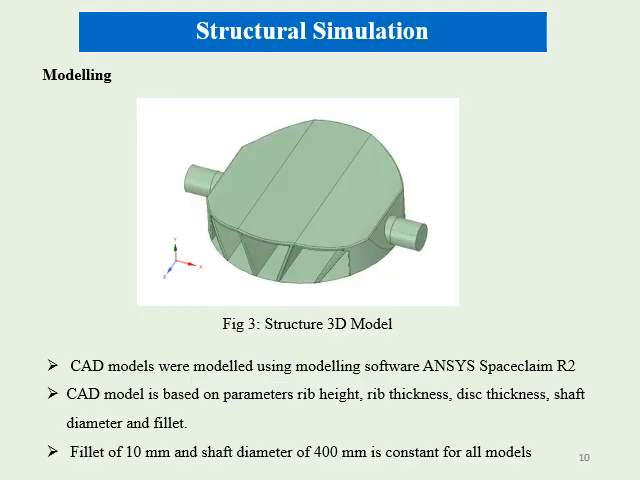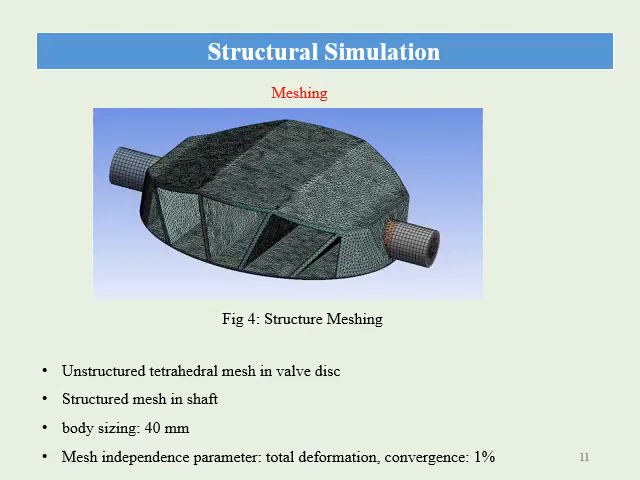And this is the structural simulation. First we made the CAD model in ANSYS SpaceClaim R2, based on the parameters of rib height, rib thickness, and disc thickness. The shaft diameter and the fillet were additional, and they were constant for all models.